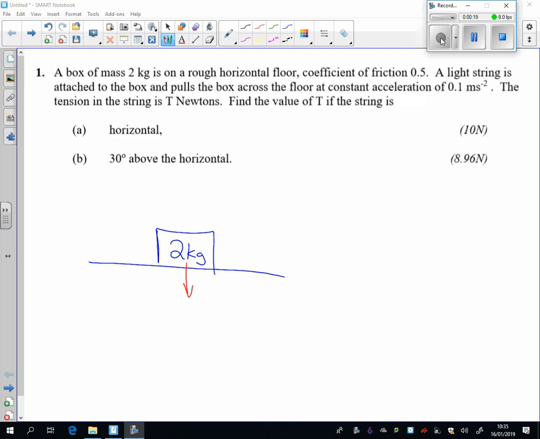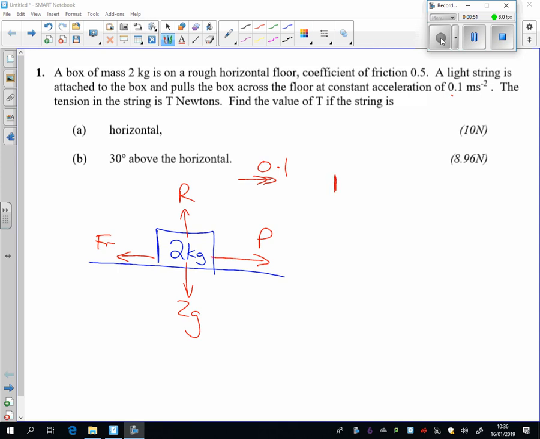We've got a force here of 2G coming down, and we have our normal reaction force here. A string is attached to the box and it's pulling in this direction. So we've got some pull in this direction here, and that means we have an acceleration in that direction of 0.1 meters per second squared. There is a frictional force here pulling it backwards. So there's our diagram, and let's work through all of these bits as we work through.